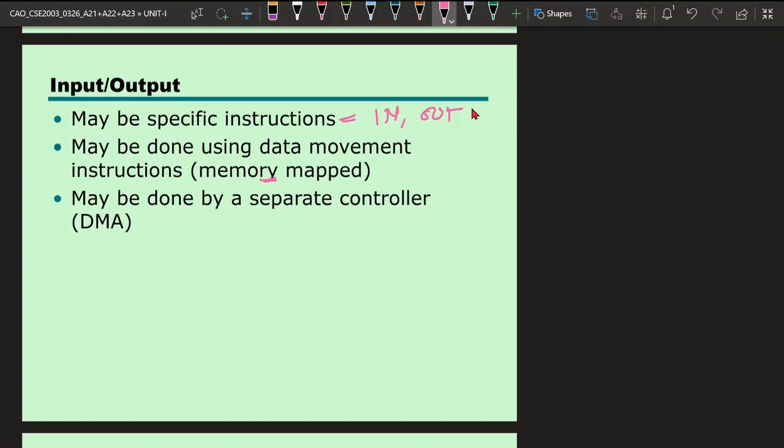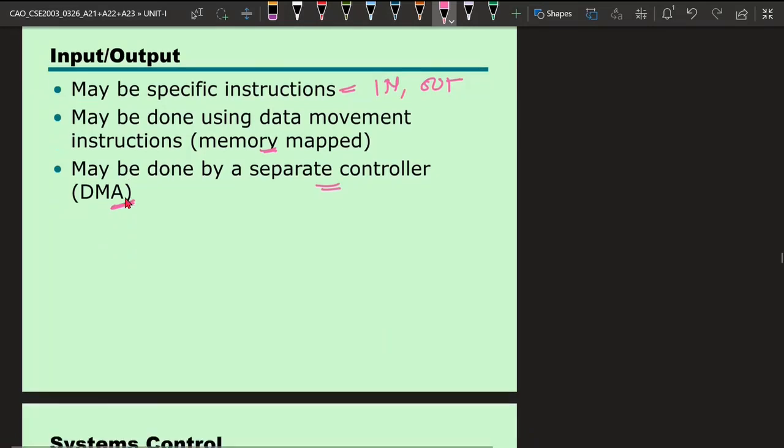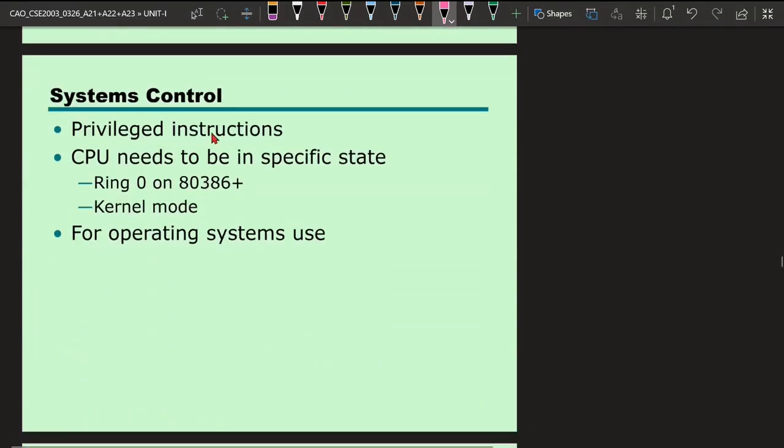Between input and output devices, data will be transferred to the memory side. It may be done by a separate controller, so the input operations can be done in terms of DMA operations. Then there are system control operations, some privileged instructions used by the system itself. The CPU needs to be in specific states to use these control instructions, which are for operating system use only.